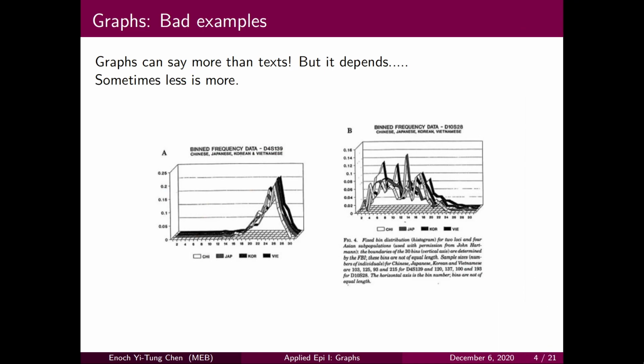So first here, I'm gonna give you some bad examples. Graphs can say more than text, for sure. But sometimes, I would say less is more. For this one, it is way too complex. The patterns of the lines make it difficult to see the trends of different lines, sort of loses the function of conveying information by showing a graph.